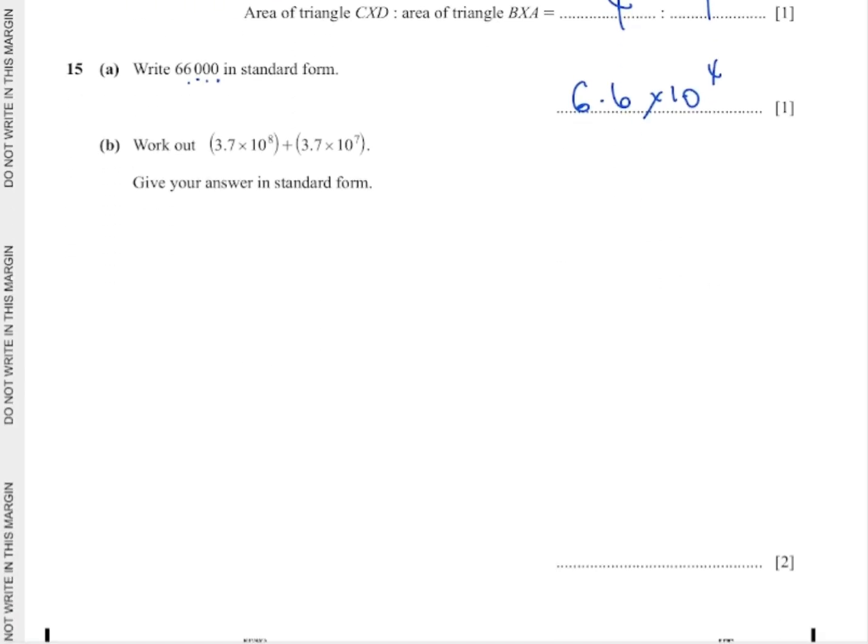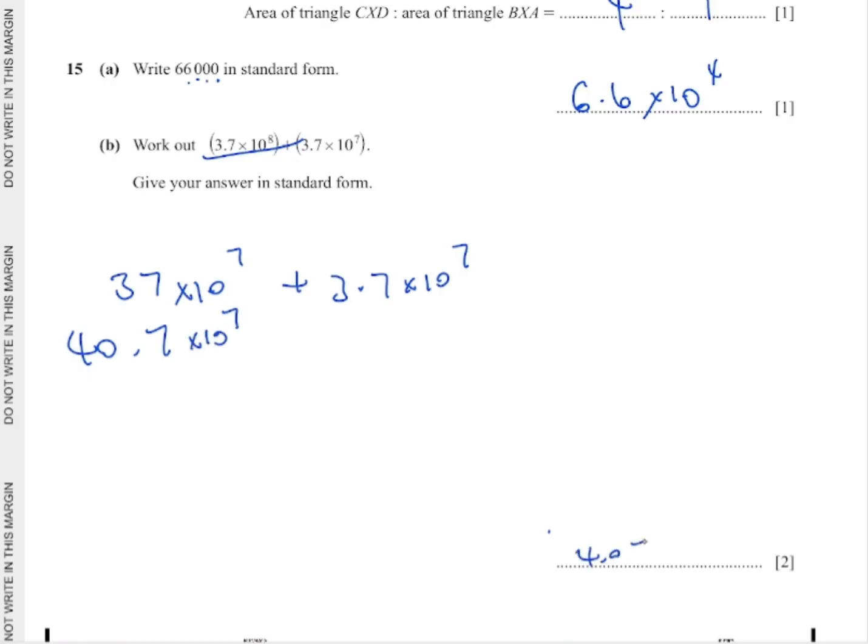Easy. Now, work out 3.7 times 10 to the power of 8 plus 3.7 times 10 to the power of 7. This can be seen as 37 times 10 to the power of 7 plus 3.7 times 10 to the power of 7. So this would obviously be 40.7 times 10 to the power of 7. So 4.07 times 10 to the power of 8.